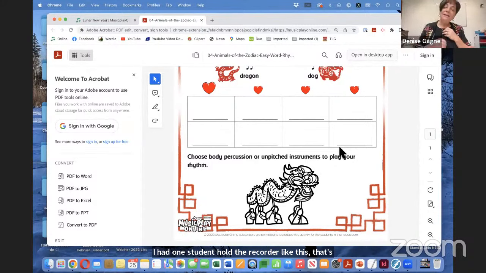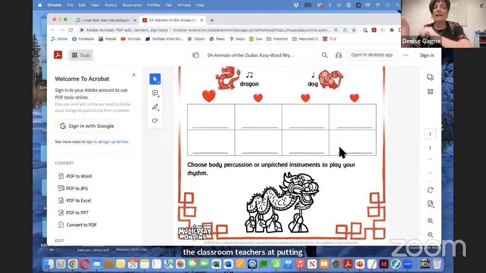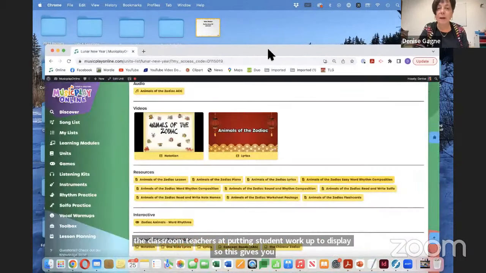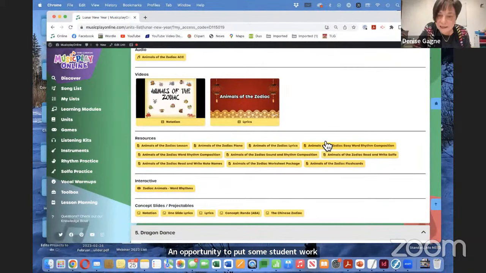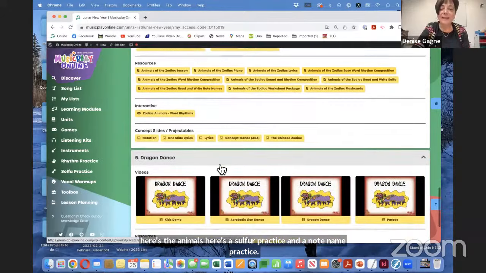And one of the things I noticed on the walls of the school was student work. And as music teachers, we're not quite as good as the classroom teachers at putting student work up to display. So this gives you an opportunity to put some student work up. And you know what? Easy way to change your bulletin boards. So here's the easy one. Here's the zodiac words. And here's the animals. Here's a solfa practice and a note name practice. So you can take this with extensions as far as you like.